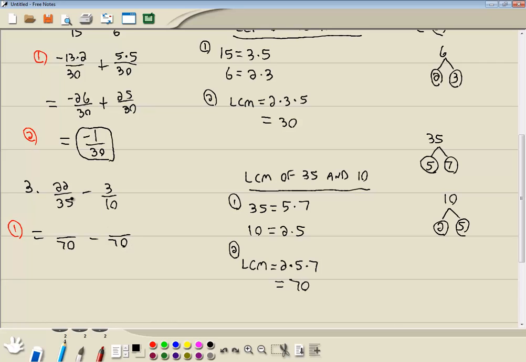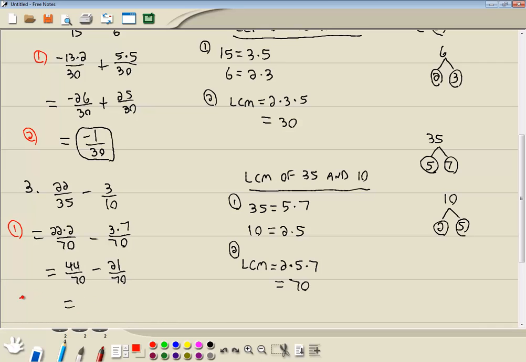Now you look at your old denominator, and you ask, what did you multiply by to get your new one? Well, we took 35 times 2, so we have to multiply the top part by 2. Whatever you multiply by the bottom, you have to multiply by the top. In our second fraction here, we multiply the bottom part by 7, so we have to multiply the top part by 7. So that's going to give us 44 over 70 minus 3 times 7 is 21 over 70.